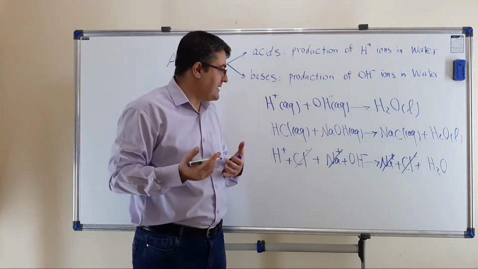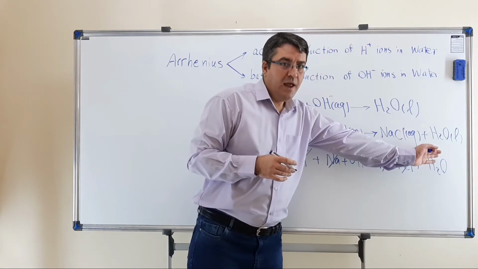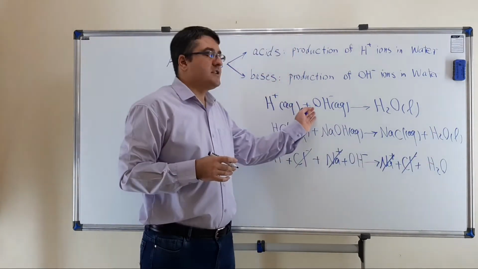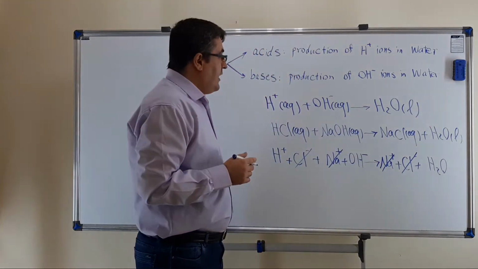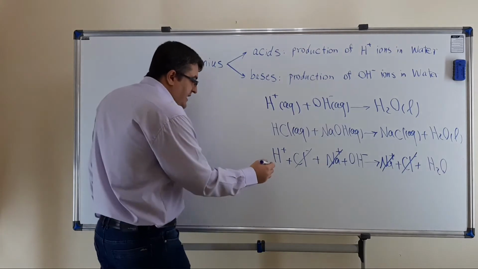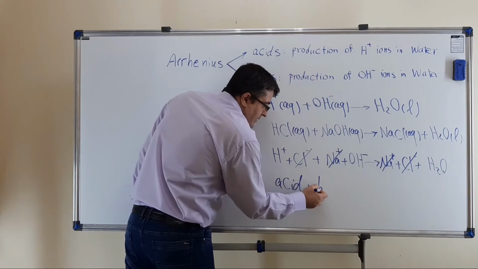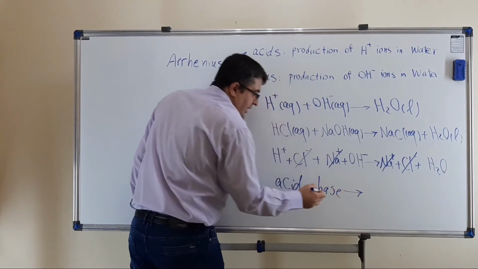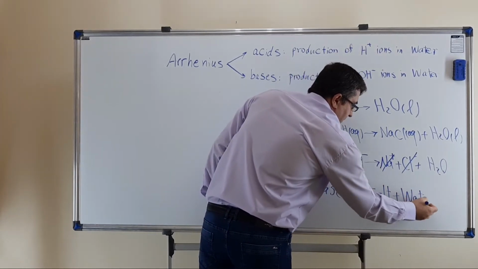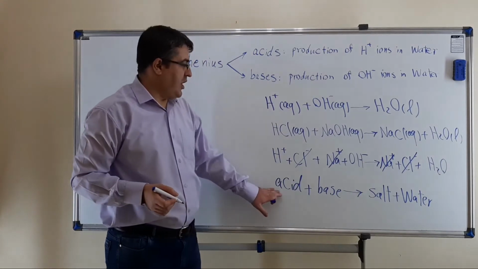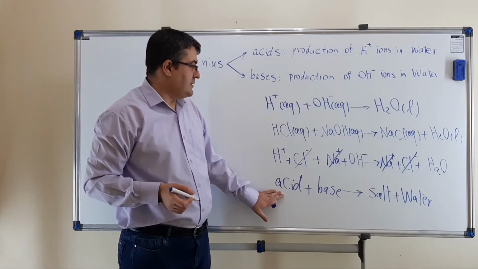Arrhenius acids and bases react with each other to produce salt and water because hydrogen and hydroxide ions react with each other to produce water. So, this general reaction, acid and base yields salt and water. This is the general form of these reactions like this. This reaction is based on this one.